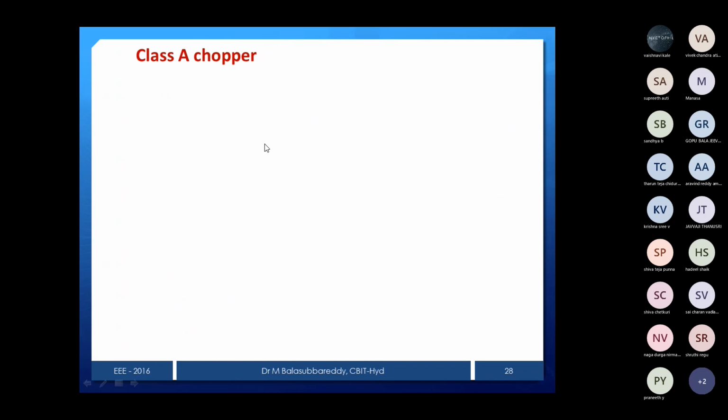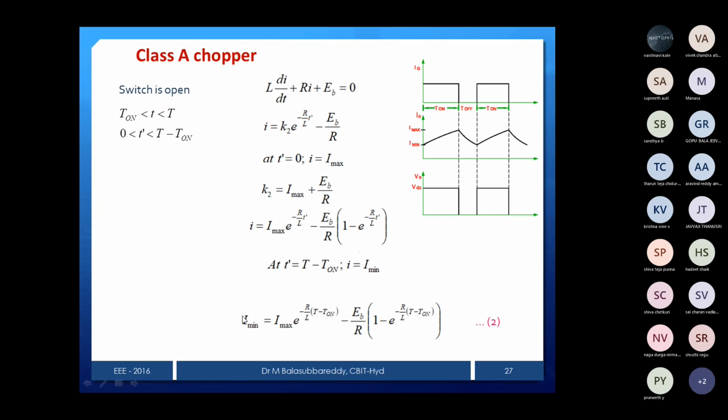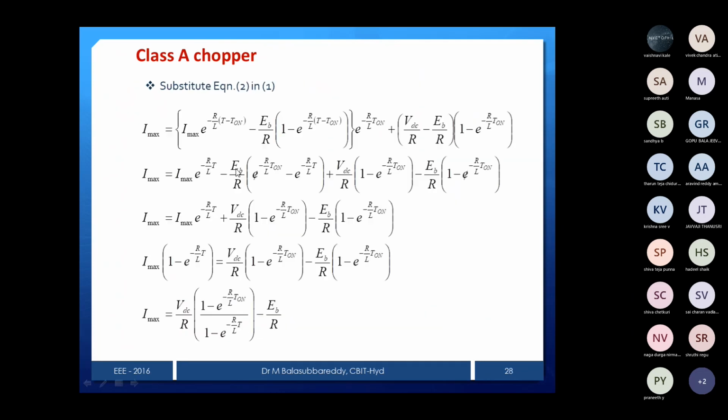You can see that this one is the second equation, I min. In the entire equation, you substitute this I min into e power minus r by L into t on plus this previous equation, equation 1. Exactly what I am doing is, you know, two equations. I am simplifying the two equations. So now I am substituting the second equation in the first equation.